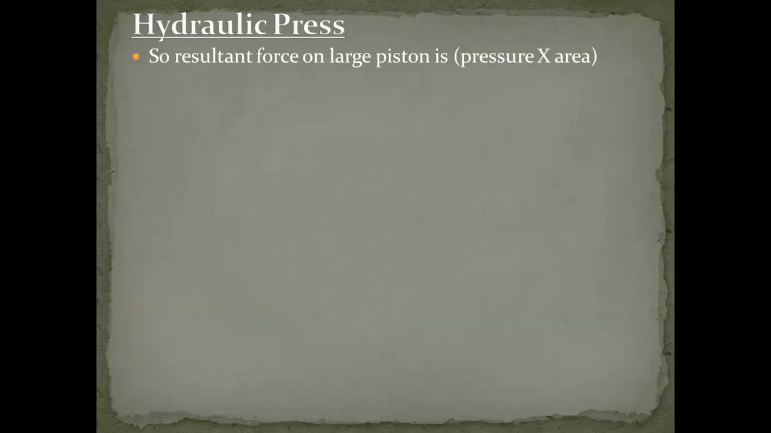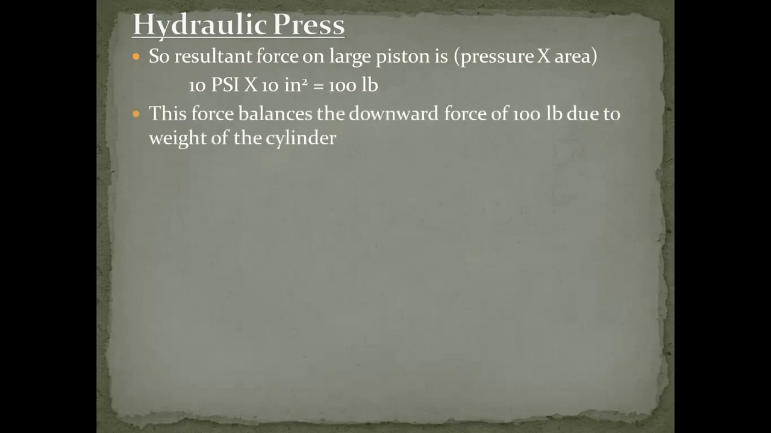So the force on the larger piston is pressure times area. If we have a pressure of 10 psi and the area is 10 square inches, then we have a force of 100 pounds on the larger piston. This force balances the downward force of 100 pounds due to the weight of the cylinder. As the weight of the cylinder is 100 pounds, it will be balanced out.